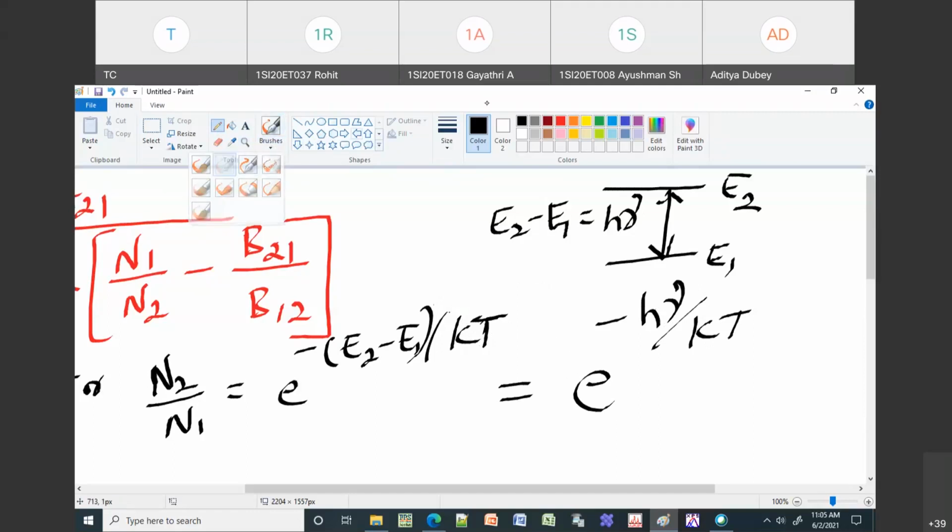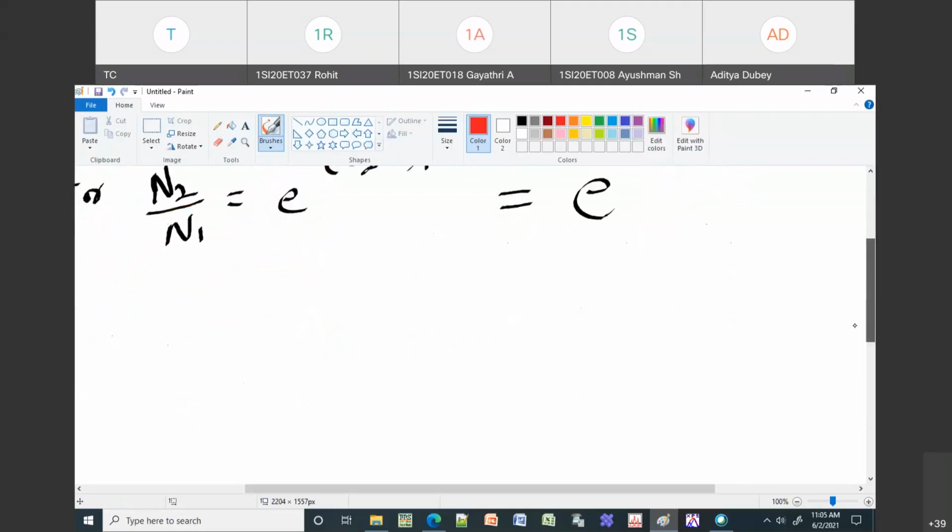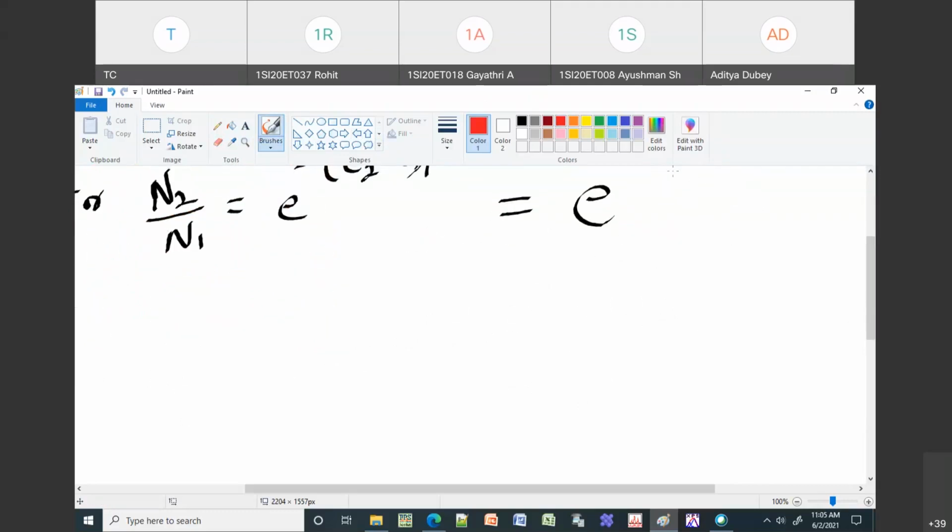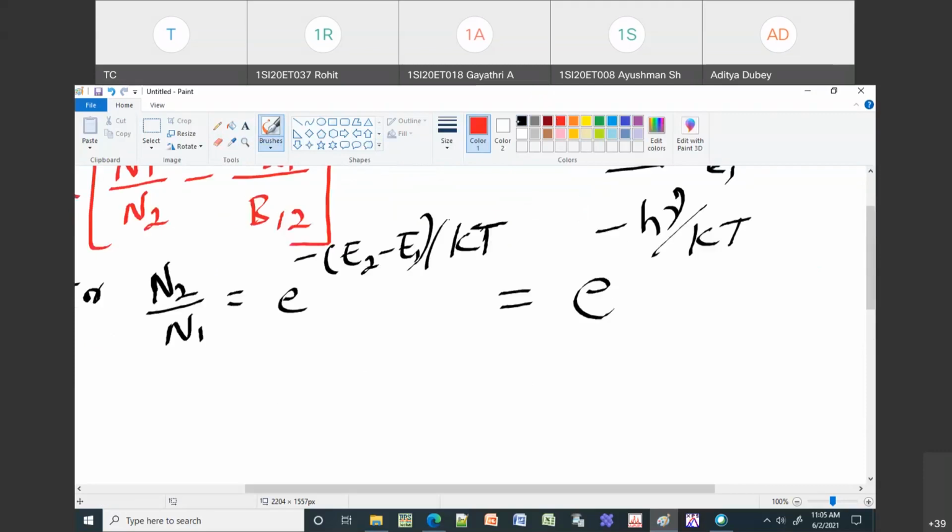Now what will happen to this above equation if I use this? I have to take one more step. I wrote N2 by N1 as e to the power of minus h nu by kT, but I need N1 by N2. So what is N1 by N2? N1 by N2 is 1 divided by this entire term. If I take this to the numerator, then it will be e to the power of h nu by kT.